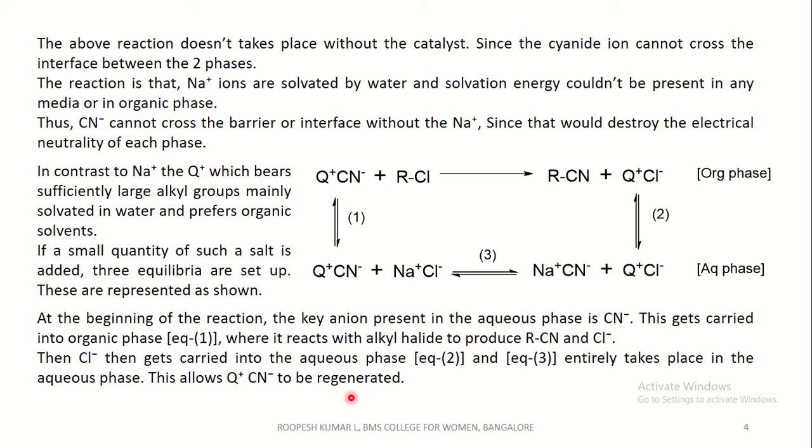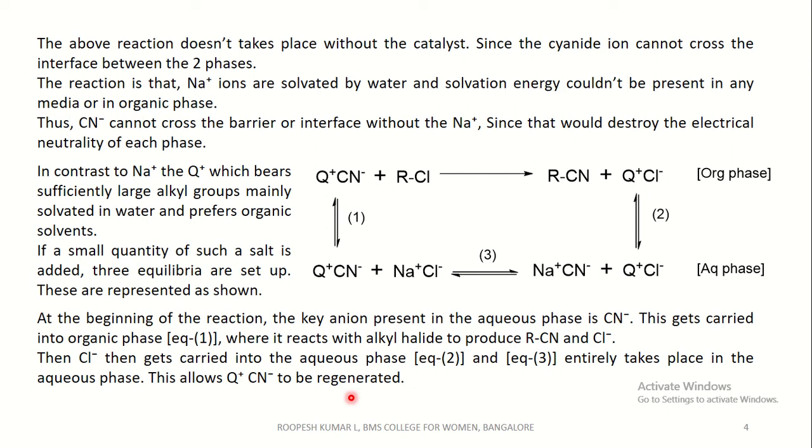Since the cyanide ion cannot cross the interface between the two phases, that is, the organic phase and aqueous phase, the sodium ions are solvated by water and the solvation energy couldn't be present in any organic phase. Thus, the cyanide ion cannot cross the barrier or interface without the sodium. So sodium is very important here, since that would destroy the electrical neutrality of each phase.